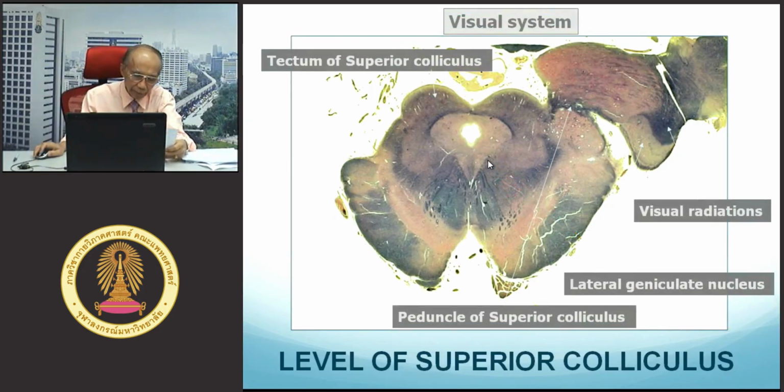The visual system at this section will include the tectum of the superior colliculus, the brachium of superior colliculus, the lateral geniculate nucleus and its efferent fiber, visual radiation.